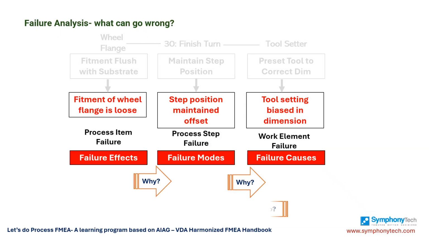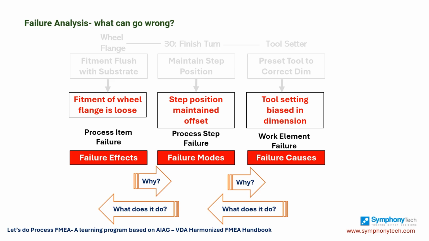On the other hand, if we go from the lower level to the higher by asking the question, what does it do? You can see the linkage. The tool setting being biased offsets the step position. The step position offset in turn leads to fitment problems on the vehicle. The why it failed and what happened because of it relationships help you identify failure chains. Visualizing failure chains makes your FMEA effective towards solving problems.